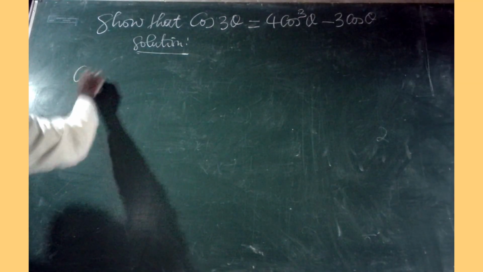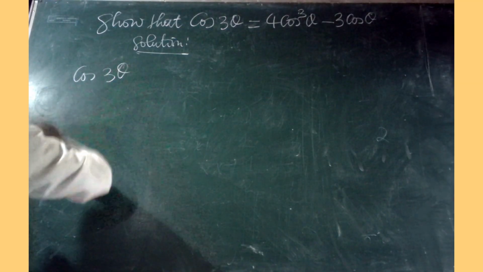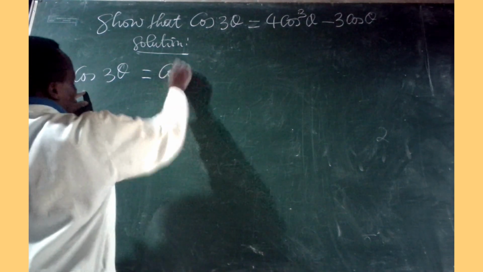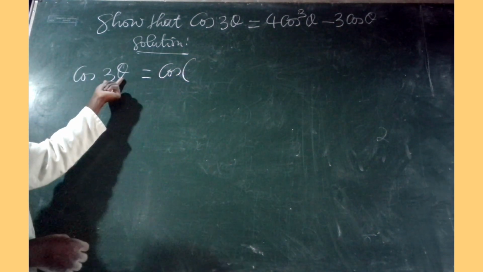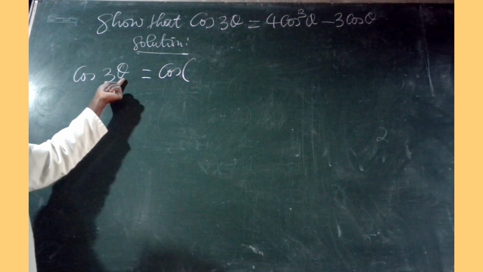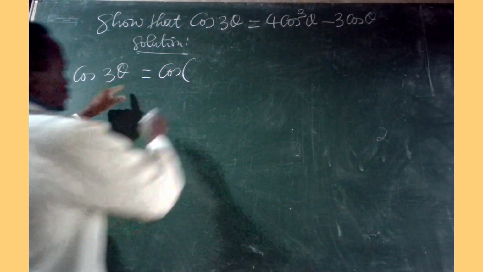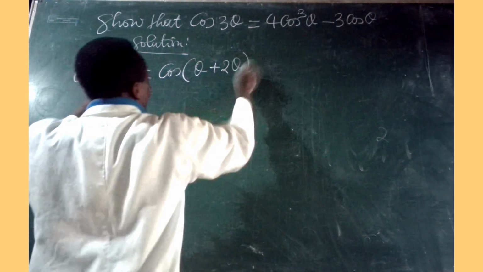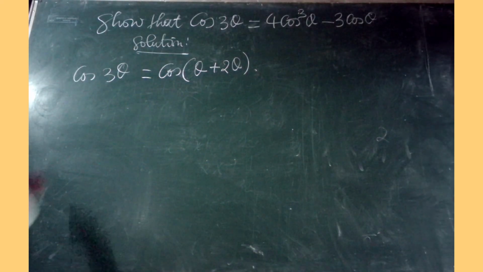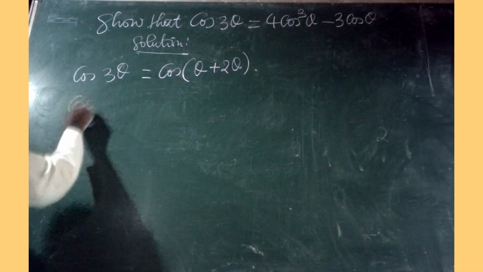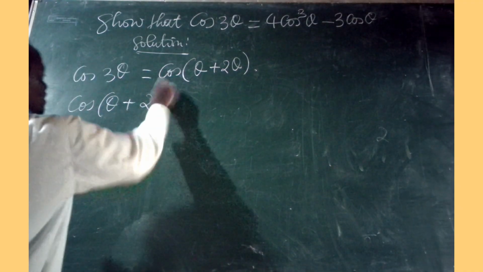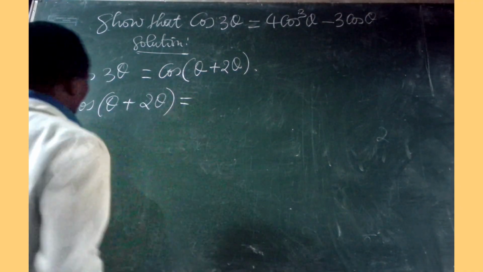We have given cosine of 3 theta. Now this should be equal to cosine of, you have to change this 3 theta into 2 terms, which is theta plus 2 theta. Yes. Now let us do cosine of theta plus 2 theta.